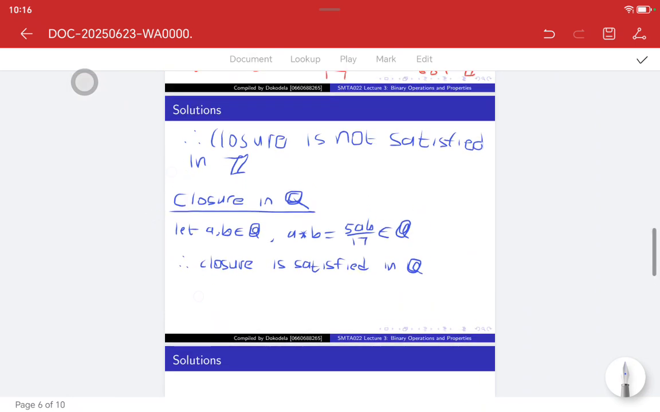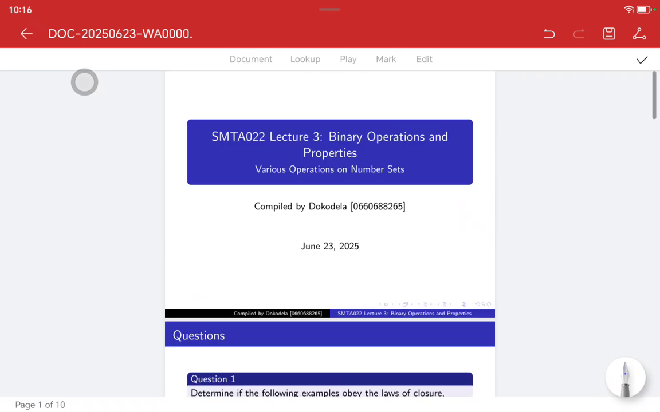So you'll try closure in R, right? So now we go back to the question.